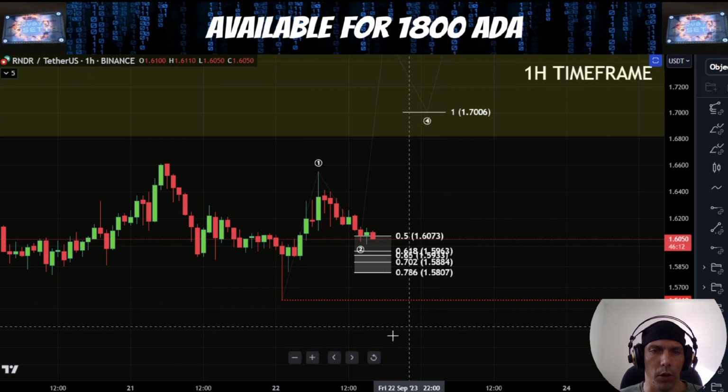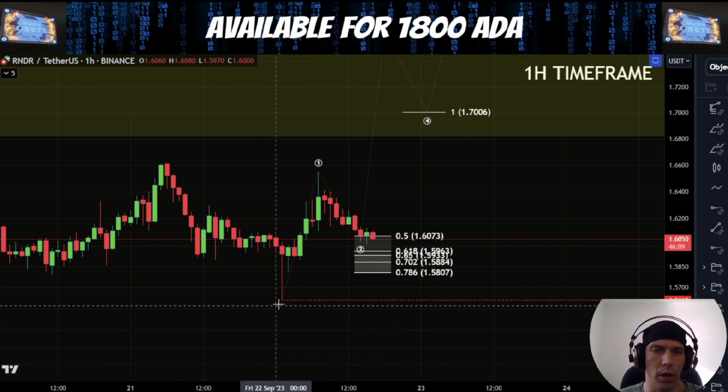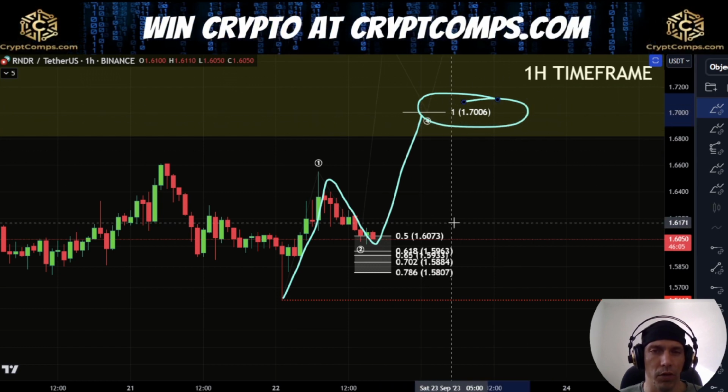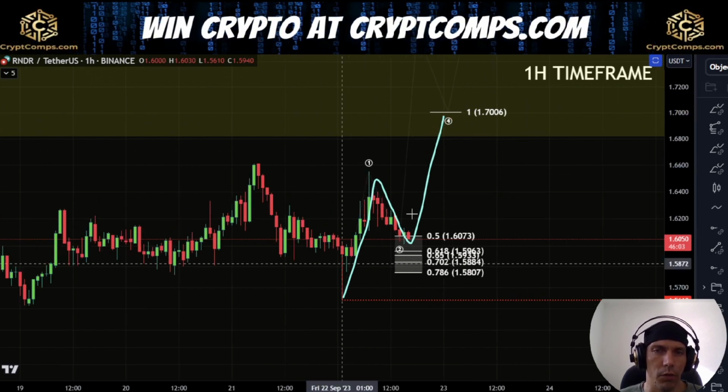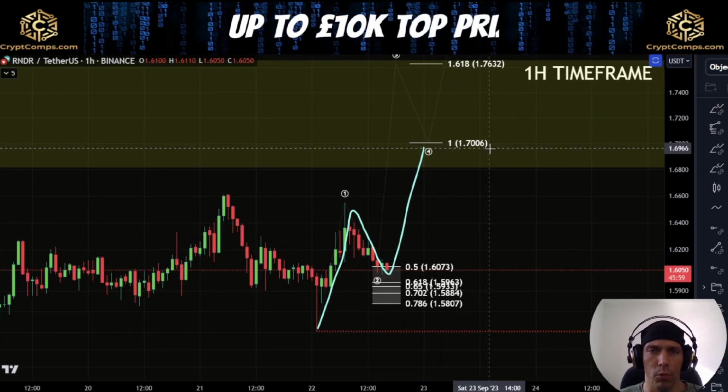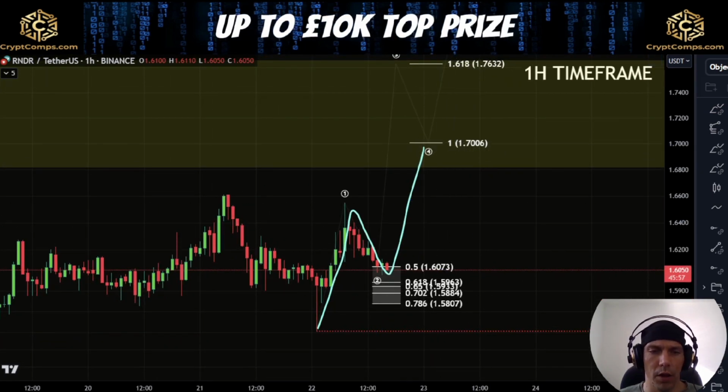And what I'm looking for here is that within this count, even if this is just A, B, and C, and we get a push up towards this 170, it is possible this corrective structure isn't completed. So if we do just get 3 waves up here towards 170, I'm going to then be looking out for that potential.